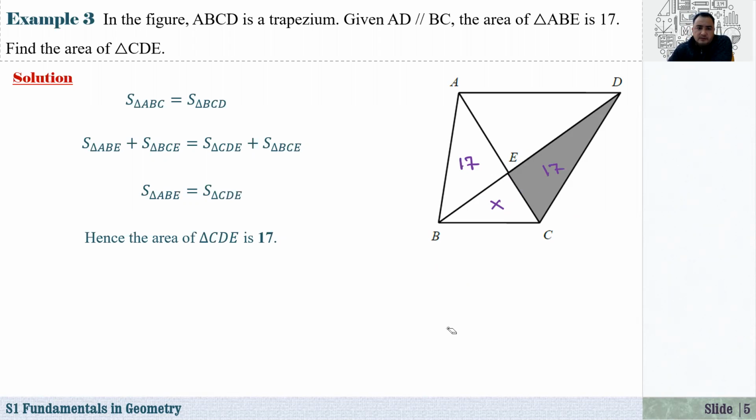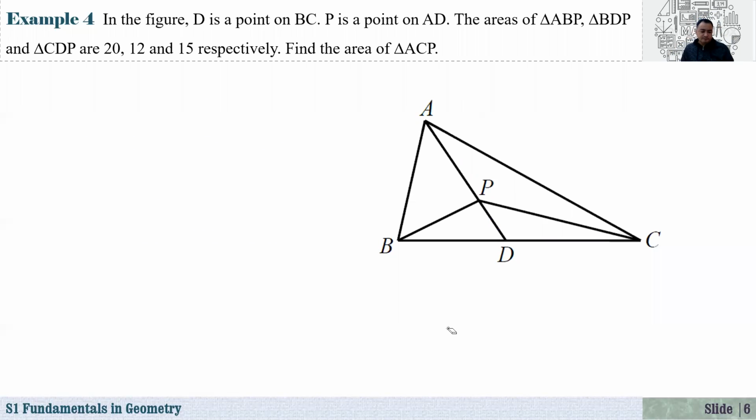Okay, so let's move to the next question. In question 4, in the figure, D is a point on BC. P is a point on AD. The areas of triangle ABP, triangle BDP, and triangle CDB are 20, 12, and 50. Okay, so immediately let me just write those areas. The area of ABP is equal to 20. And BDP is equal to 12.